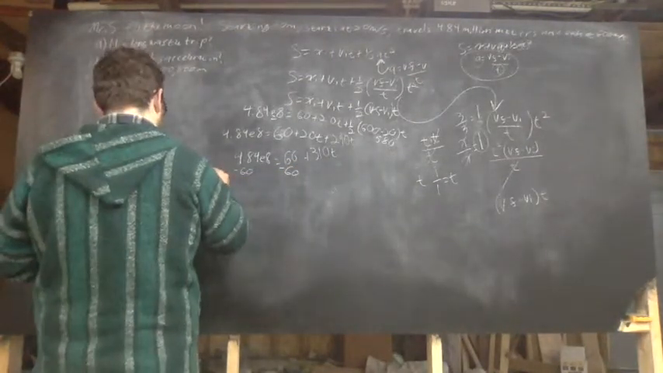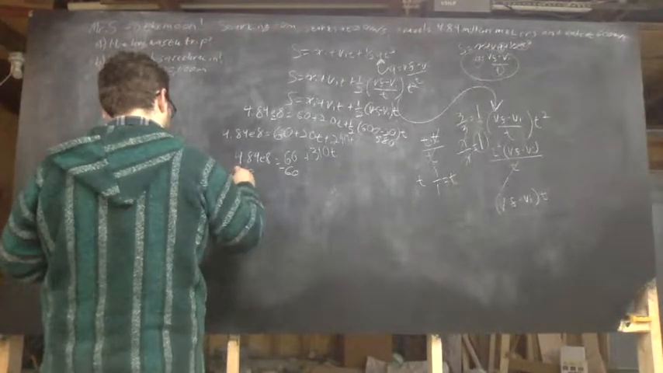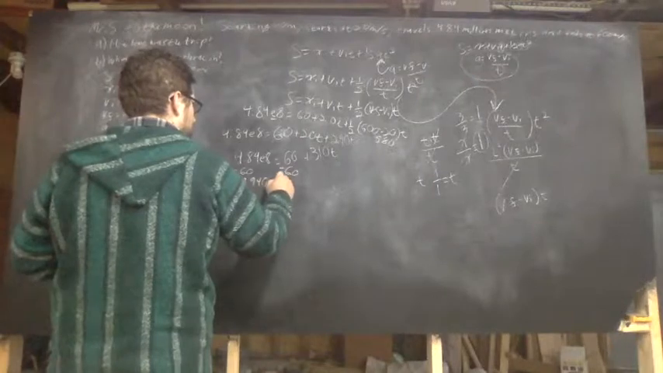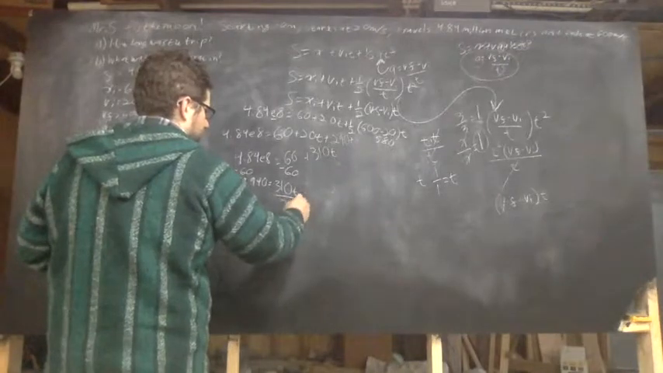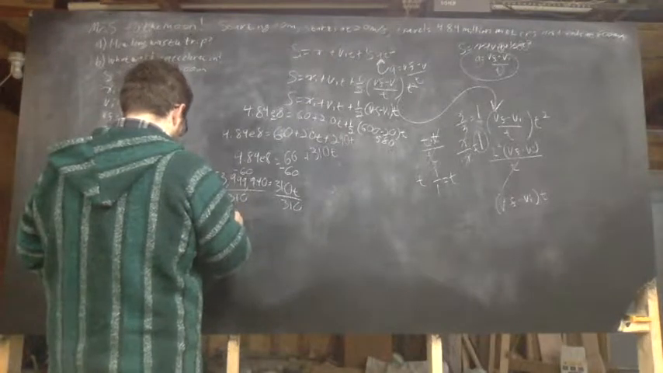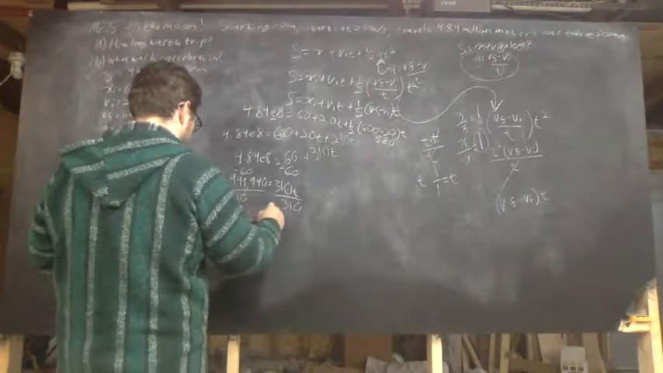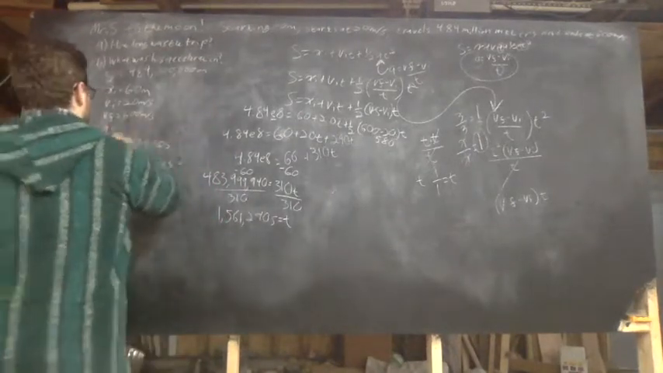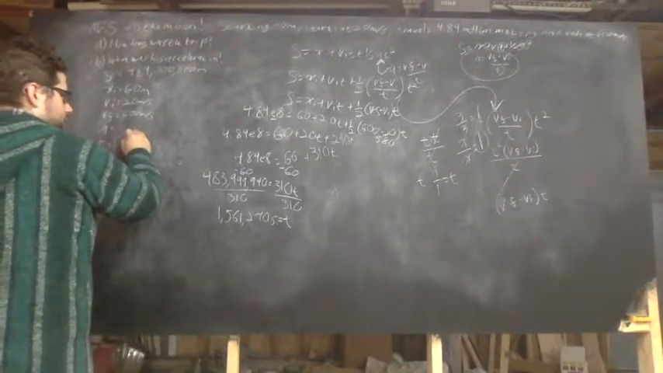So, 60 from this side is going to give me 483,999,940 is equal to 310t. Divide both sides by 310. It's going to give me 1,561,290 seconds. That's a long time. Plugging that in for my variable.